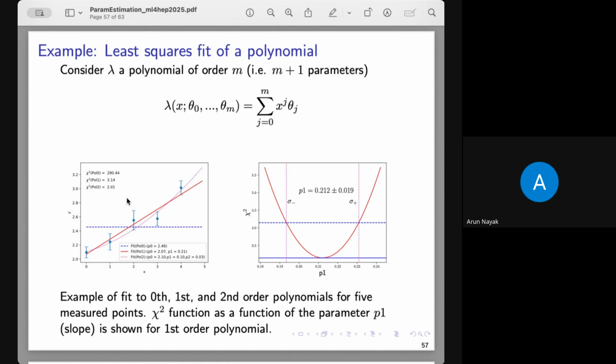Can someone say, if I fit a first order polynomial which is a straight line, so I have 2 parameters and I have 5 points, how many degrees of freedom are there in the fit?